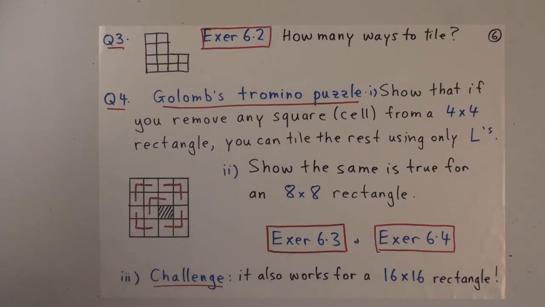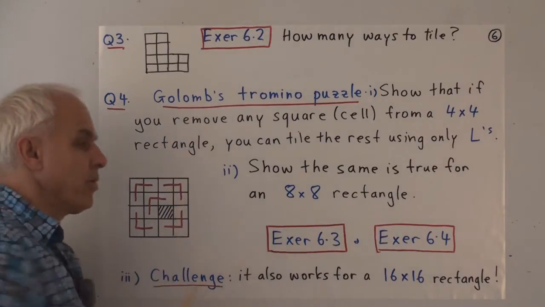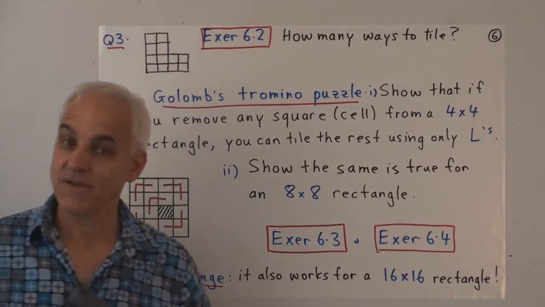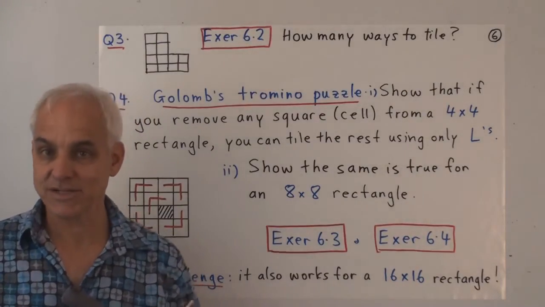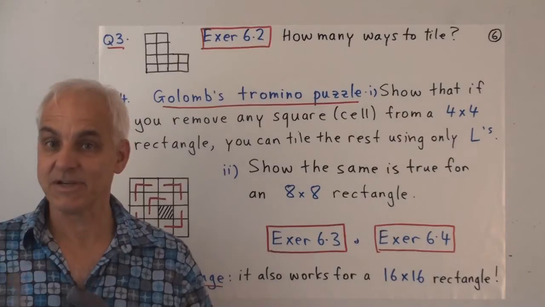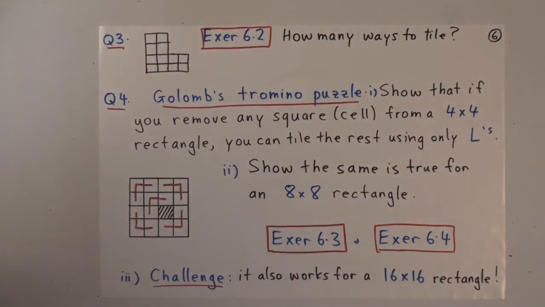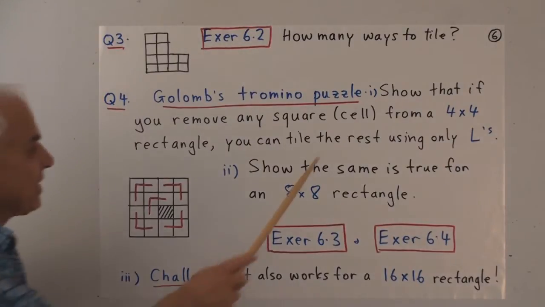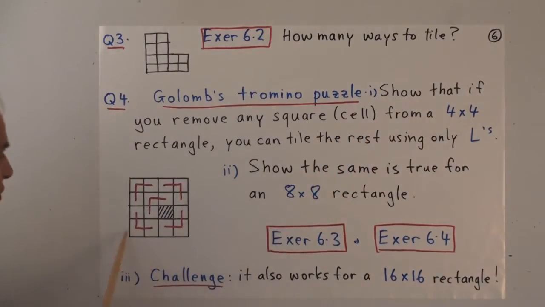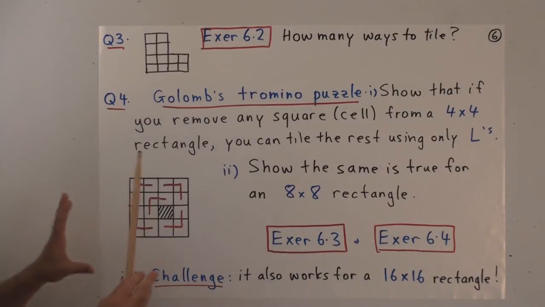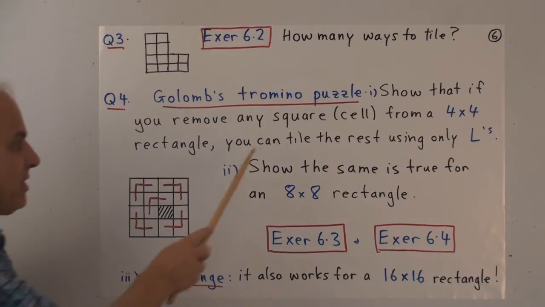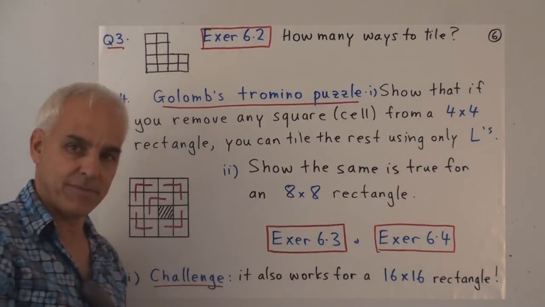Now here's a famous puzzle which is due to Golomb, who was the mathematician who gave the name polyominoes to these objects, and he was one of the first people to make a very systematic study of some of their properties. And here's a puzzle that he has: you need to show that if you start with a 4x4 chessboard and you remove any square from it, it can be any one of these 16 squares, then the remaining portion can be tiled using just L's.